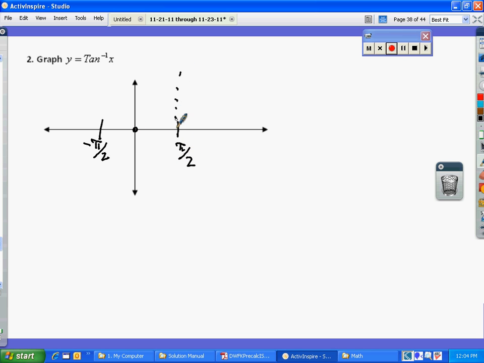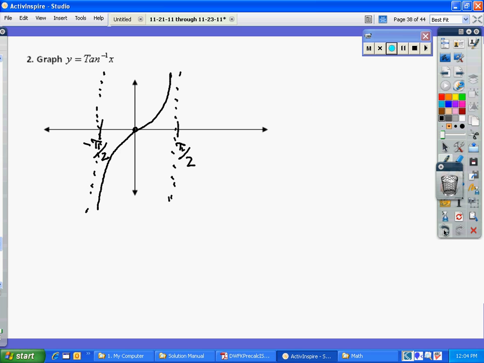Okay, these are going to be asymptotes. And remember, our tangent function is restricted from negative pi over 2 to pi over 2. So this is what the graph is going to look like originally. Okay, notice negative pi over 2 here. And so now we're just basically going to reflect it.